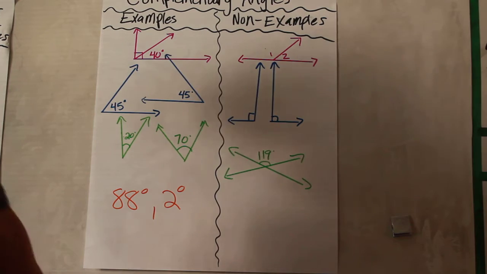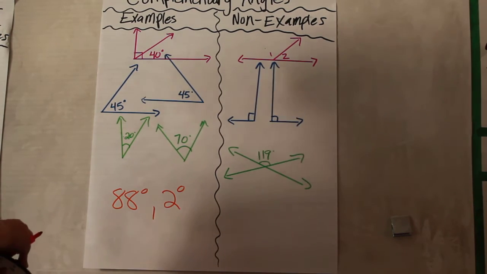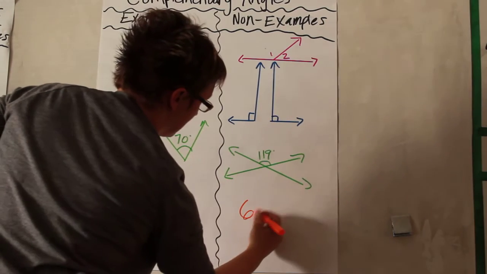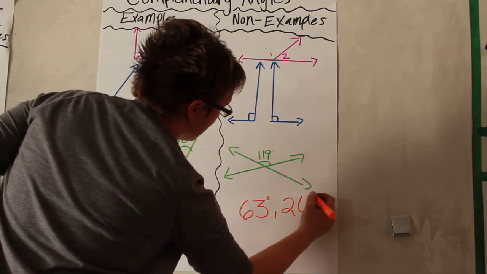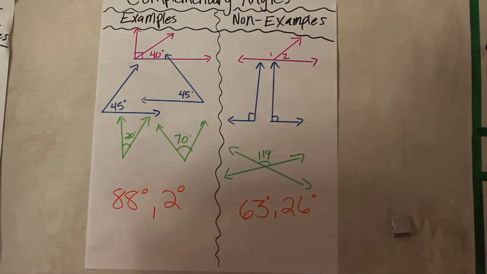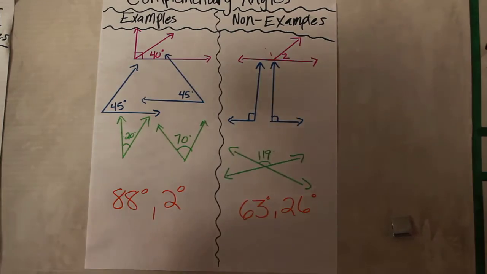And another one would be if we just saw the normal numbers. Numbers like 63 and 26. We see 63 and 26. Those are not complementary. They do not add up to 90 degrees.